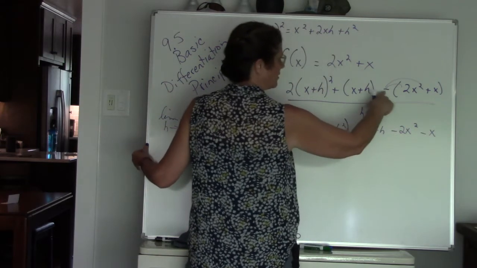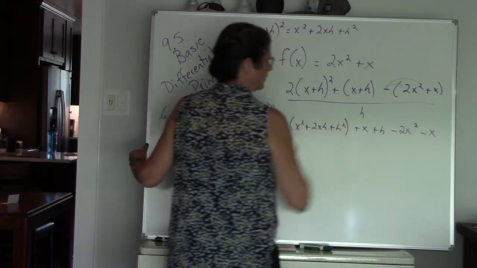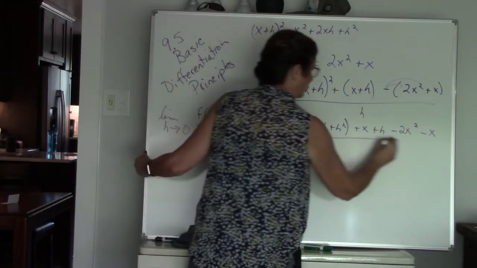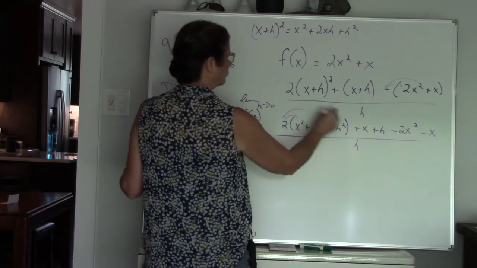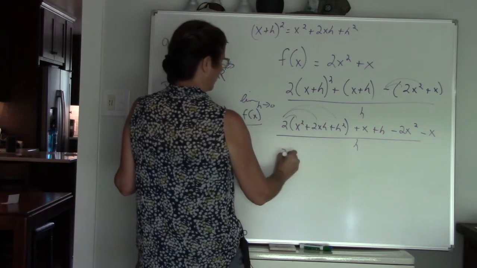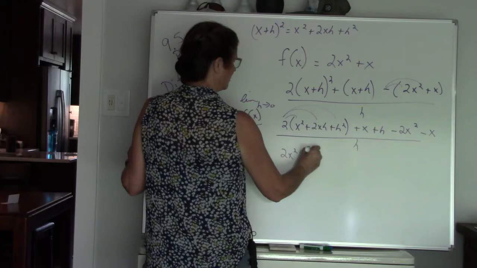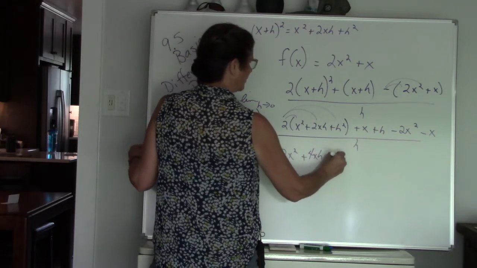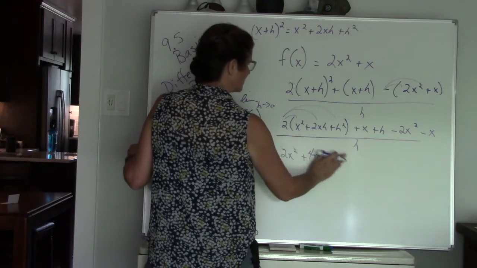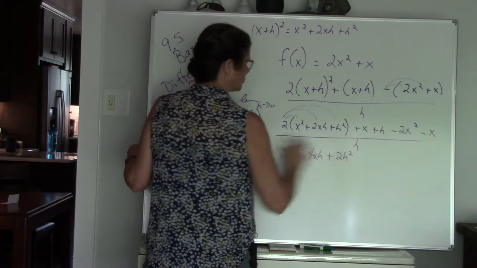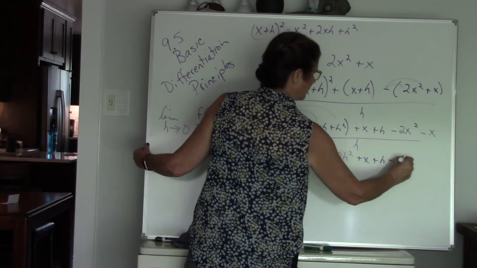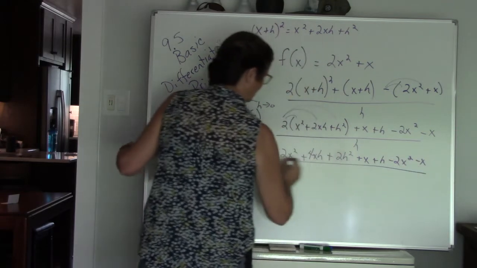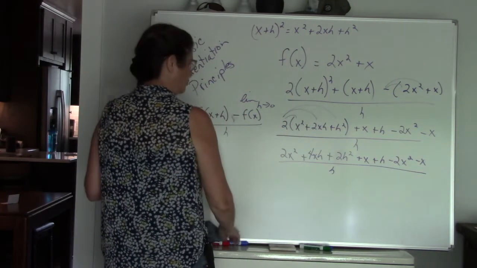Okay, so it was positive, now it's negative. This was positive, now it's negative. All divided by h. Now I'm going to distribute this 2 through every single piece. So I end up with 2x squared plus 4xh plus 2h squared, and then continue, all over h. Now I get to cancel.